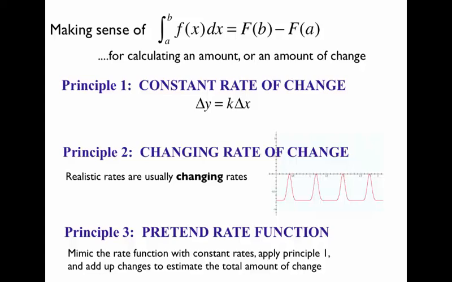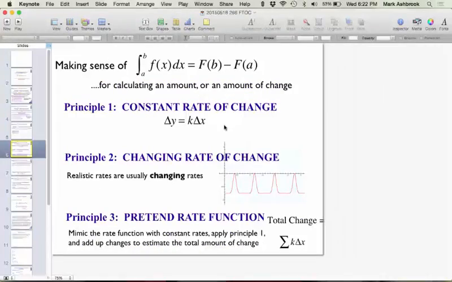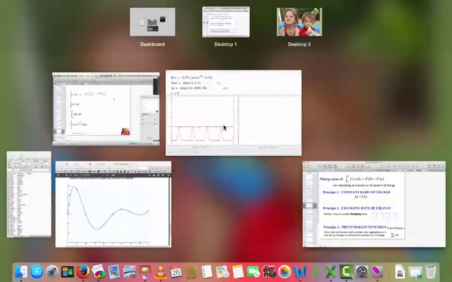That's what you did in your homework, and that's what I just showed you. So we've made it through the first 3 principles of the fundamental theorem. And then I just showed you the total change is going to be the sum of a bunch of k delta x's. Any questions so far? So let's take a look at the next principle here.